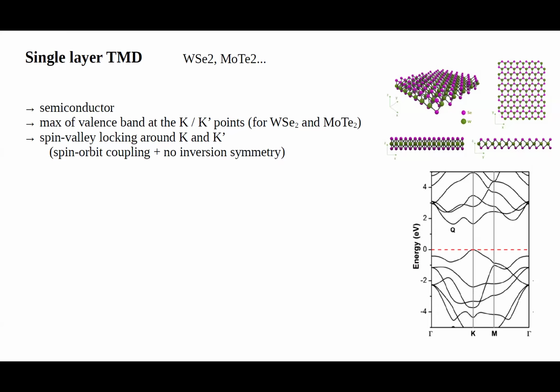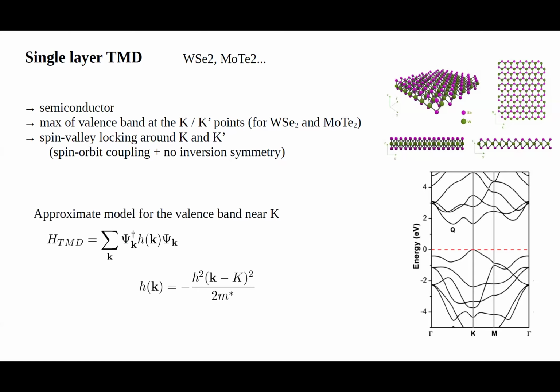It's due to having a strong spin-orbit coupling in this material. So when you focus around K, you have one spin polarization only. And if you focus on K prime, you have the other spin polarization. We are actually really going to care mostly about what happens around K, in the perspective of thinking of a twisted bilayer.